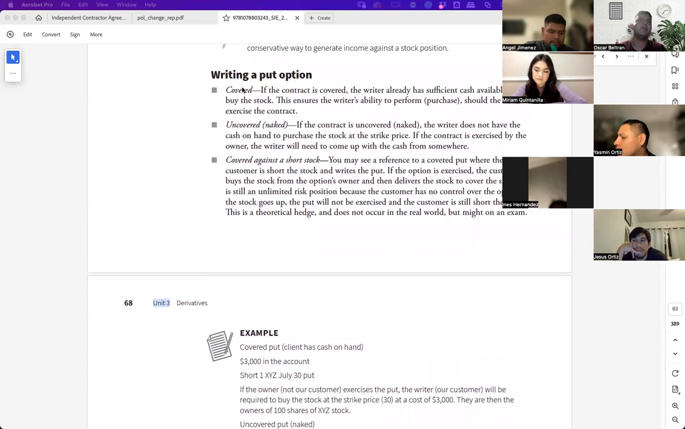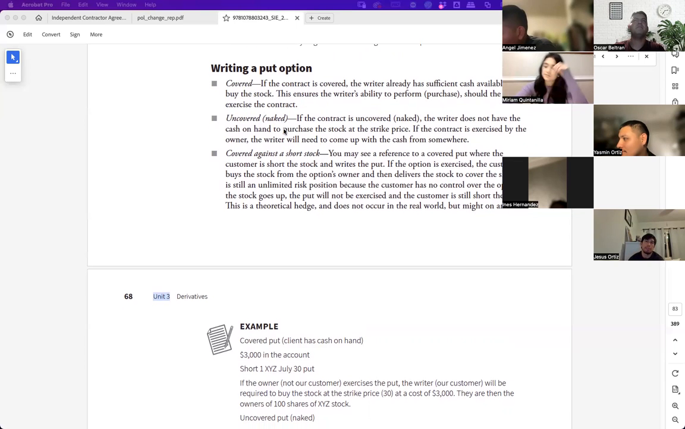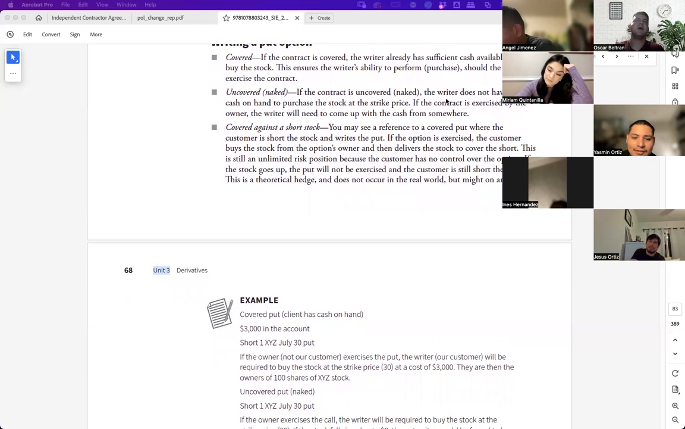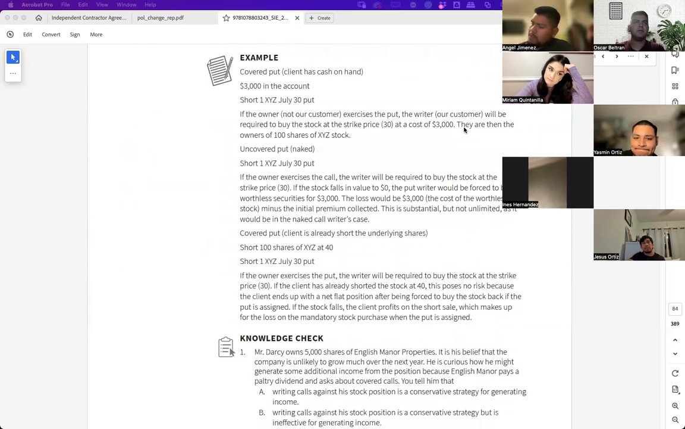So here it talks about writing a put option. Here it says covered. If the contract is covered, the writer has sufficient cash available to buy the stock. This ensures the writer's ability to perform the purchase should the owner exercise the contract. Then uncovered, or naked: they're not going to have enough money to actually cover it. If the contract is exercised by the owner, the writer will need to come up with the cash from somewhere. And then covered against a short stock. We're going to skip that.